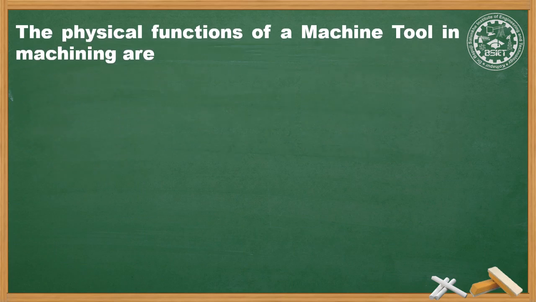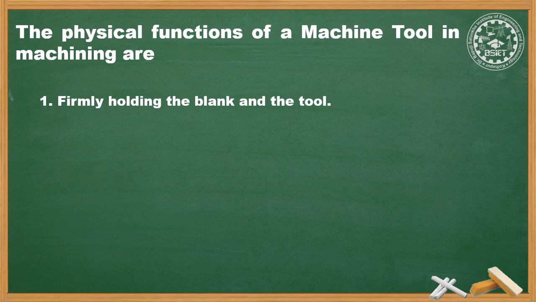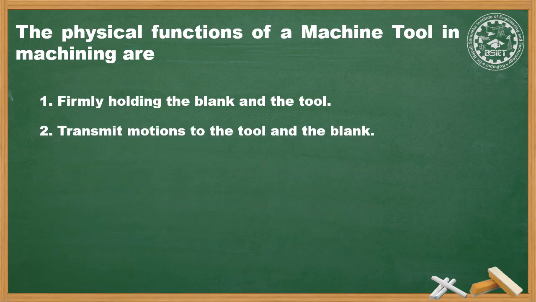So basically machine tool is nothing but a power driven tool used for machining purposes or removing of extra material. The physical functions of machine tool in machining are: number 1, firmly holding the blank and the tool. The blank is nothing but the workpiece. The machine tool should be capable of holding the blank and the tool. Number 2, transmit motion to the tool and the blank. The machine tool should be capable of transmitting motion to the tool or to the blank or to the workpiece.